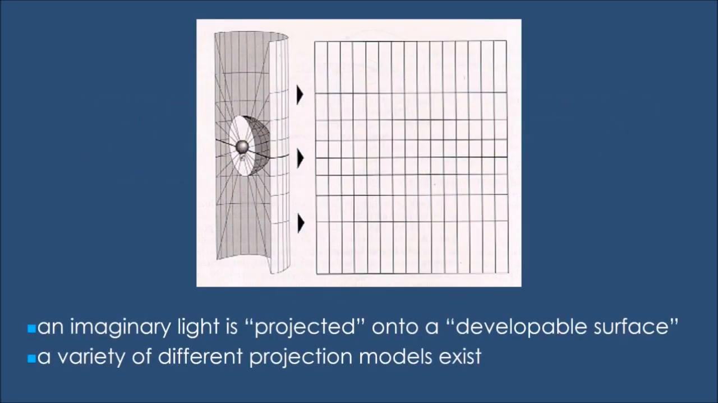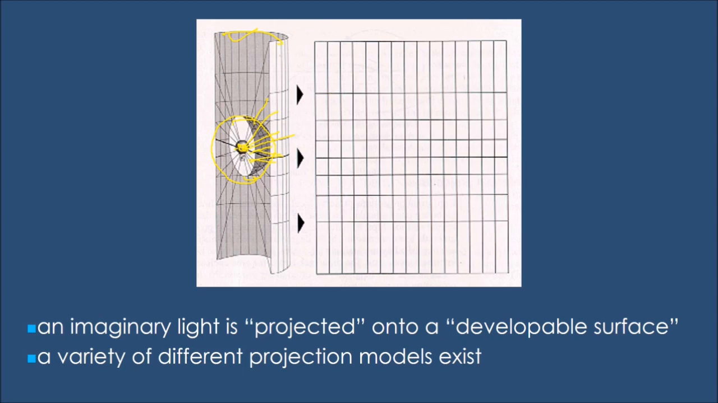You can imagine a light which is projected. See, if this is a light, it is projected because this is a curved surface. Now this is our Earth globe. So a curved surface, an imaginary light projected onto a developable surface, which can be like this. So this surface is developed.